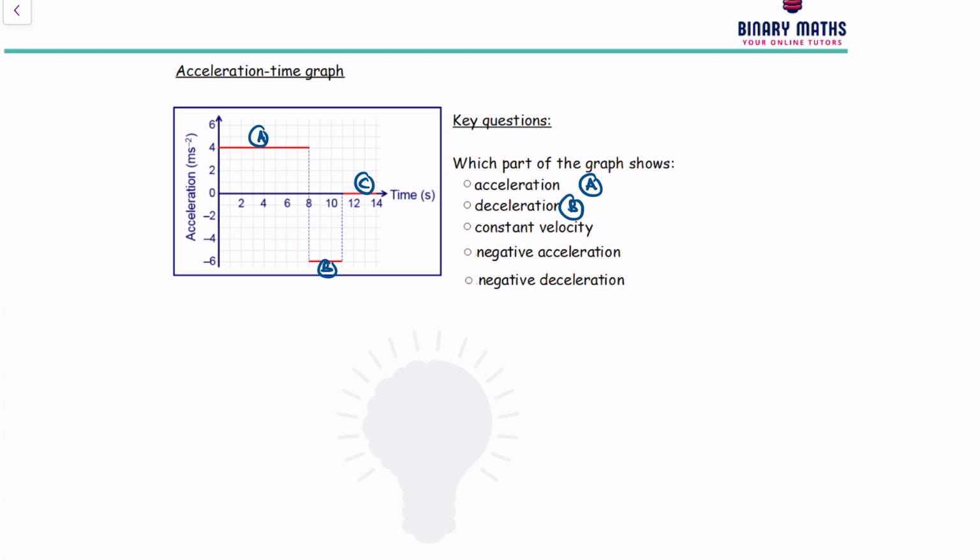Constant velocity is when acceleration is equal to 0. Acceleration equals 0. Therefore, it must be part C. Negative acceleration is just deceleration. Therefore, it must be part B. And negative deceleration is just positive acceleration, which is part A.